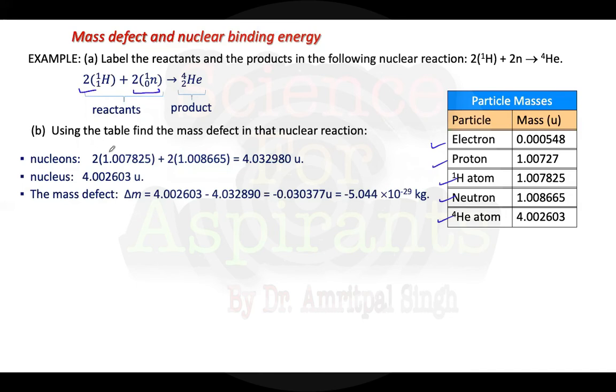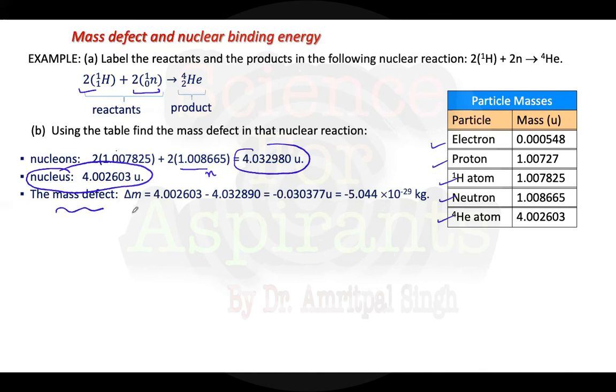So proton, that is atomic mass unit, which is 1.007. So this is the atomic mass unit of neutron. So the total atomic mass of these nucleons, that is 4.032, and this is the atomic mass of our helium nucleus.